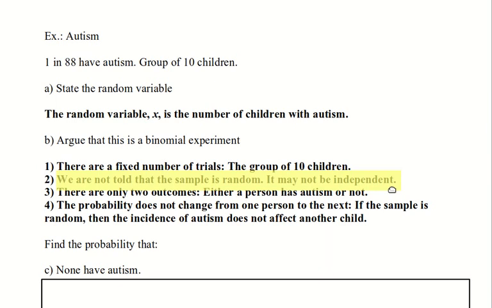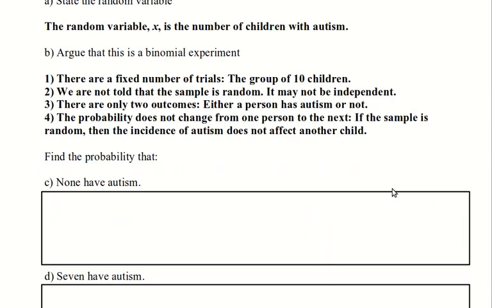Step 3 asks us, are there only 2 outcomes? And we're going to say yes, either a person has autism or not. So we're simply going to make that binary. The probability does not change from one person to the next. That's if the sample is indeed random. Then the incidence of autism does not affect another child in the study.